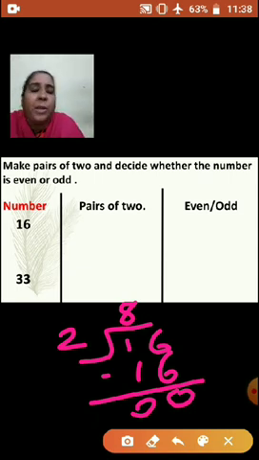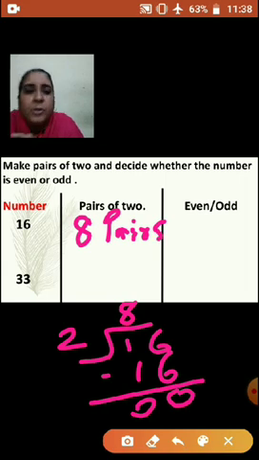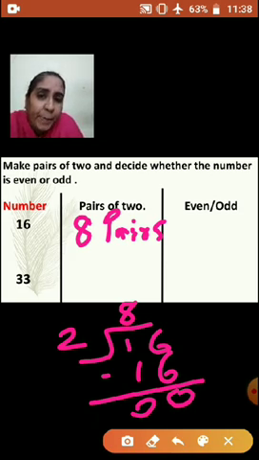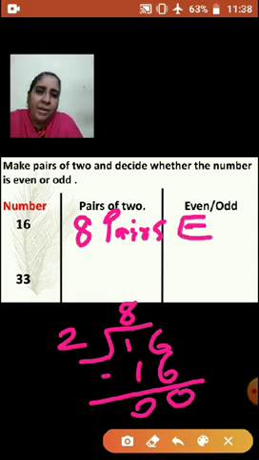It means, how many pairs are you getting? 8 pairs, right? 8 pairs you are getting. So if you don't get any remainder, 0, then what is that number? Even or odd? Yes, it is an even number. Understood? So this way you have to make pairs.